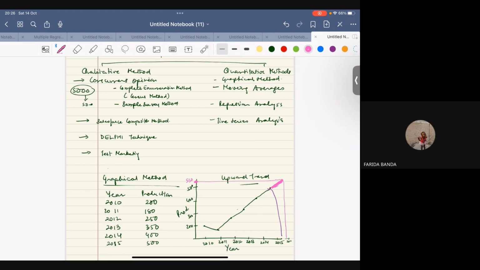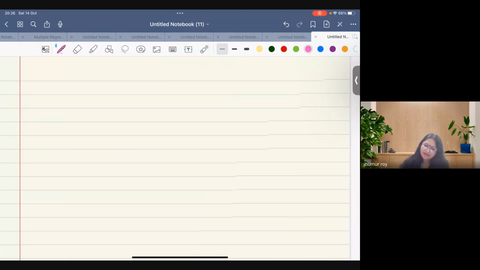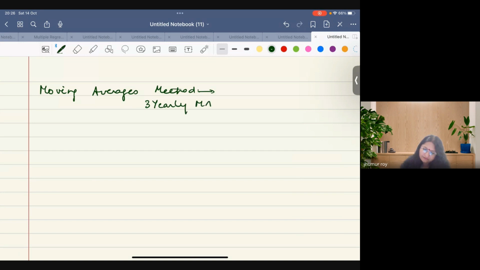Okay, so the next method that we talk about is called the moving averages method. The second method is the moving averages method, and in this, we have different kinds of averages. You will have the 3-yearly moving average, the 4-yearly moving average, and the 5-yearly moving average.